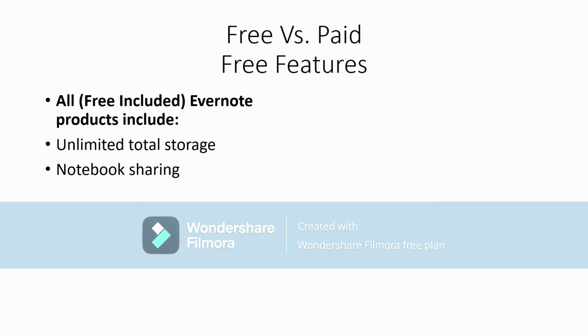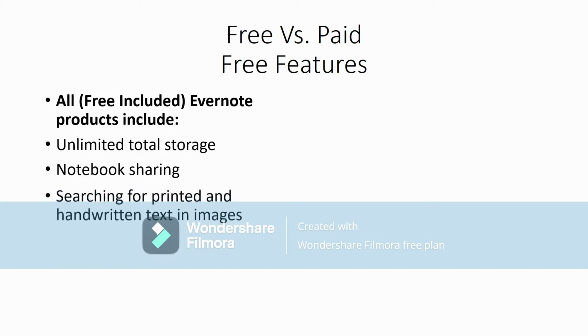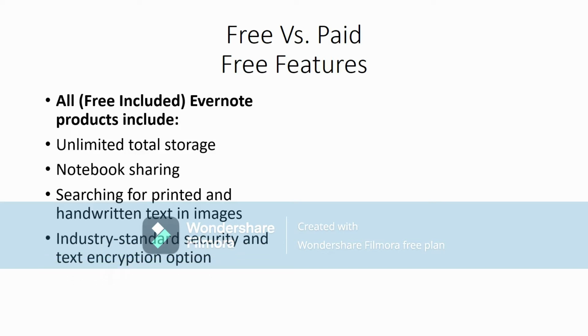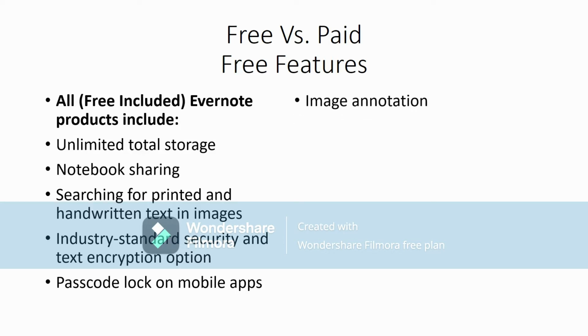So everything that you have in terms of your content, you can actually give other people access to those pages, those notes, those notebooks, whether it's for using or working. You can also search your printed and handwritten text in your images. And all of your data is going to be encrypted, so it will not be insecure inside of Evernote. You can actually have a passcode lock on your mobile app. So that means you have even another level of security for your data. Make notes on your images.